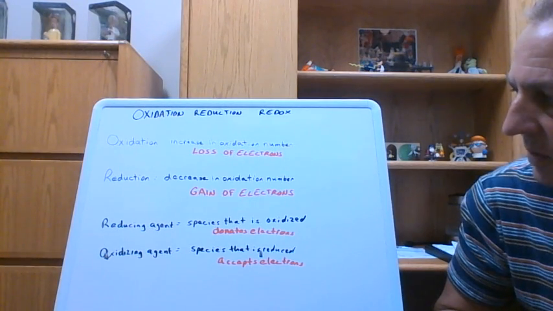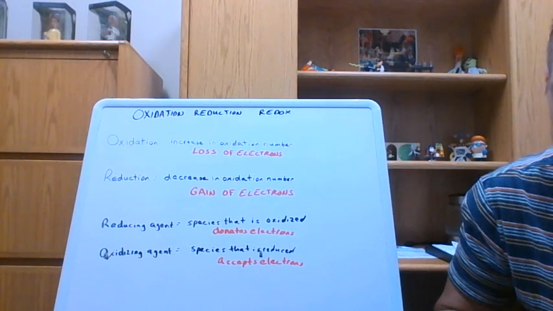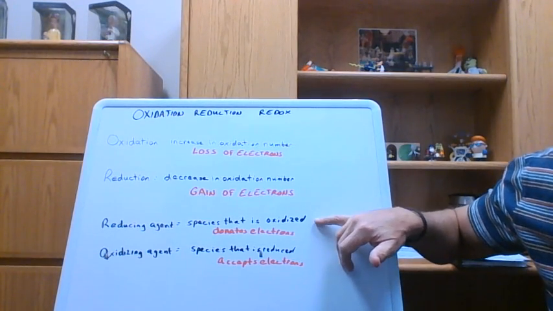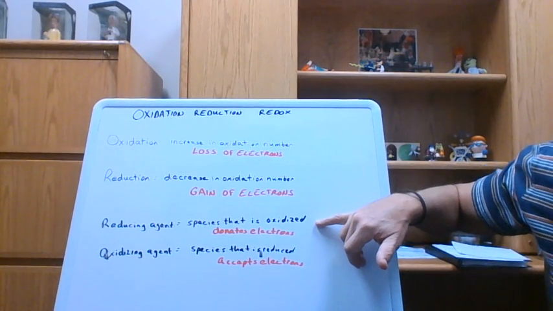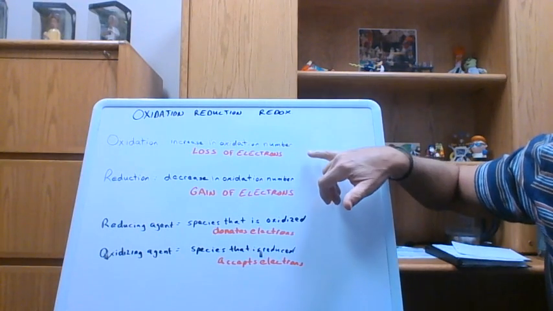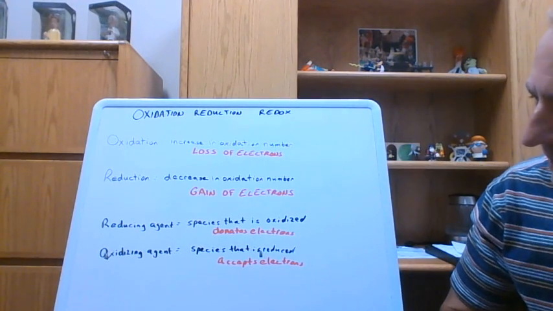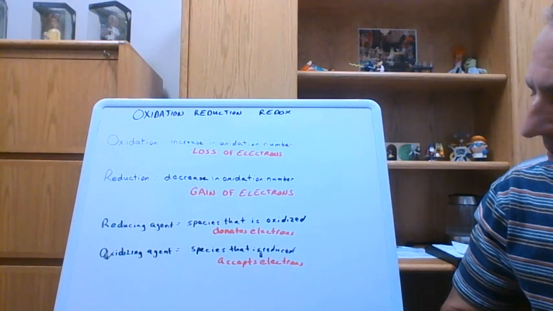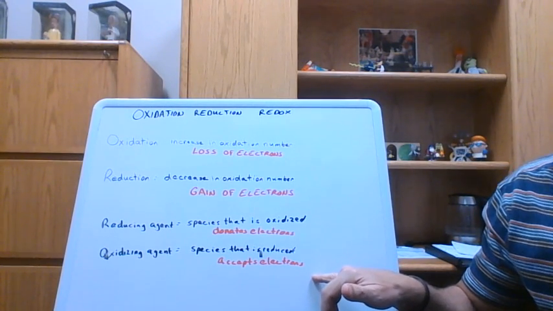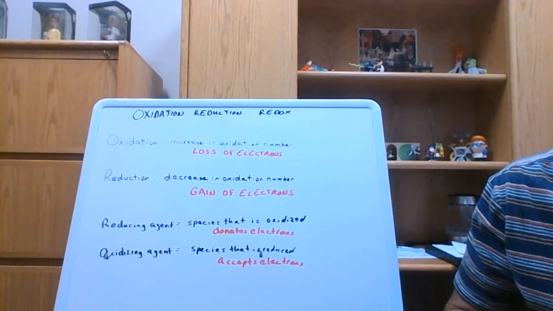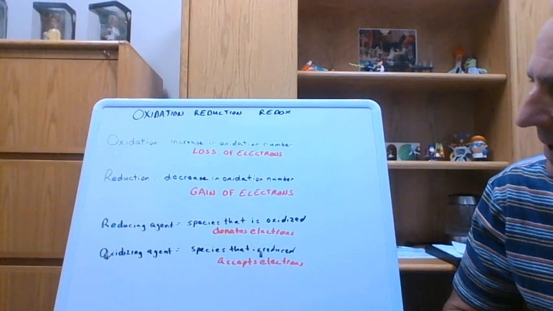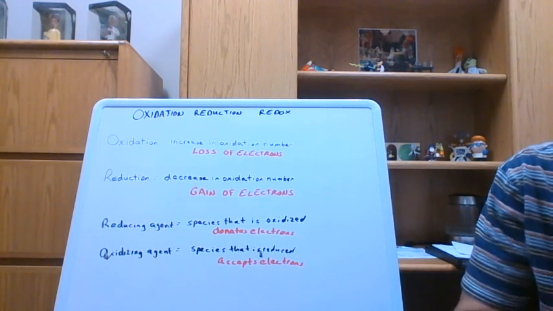The other two terms are what are called a reducing agent and an oxidizing agent. So reducing agent is the species that's oxidized. Whoever is oxidized is the reducing agent, and that means it's the one donating electrons, or it's the loss of electrons. The oxidizing agent is the species that is reduced or the one that is accepting electrons. So we will practice looking at oxidation and reduction reactions and identifying who's being oxidized, who's being reduced, who's the reducing agent, and also who is the oxidizing agent.